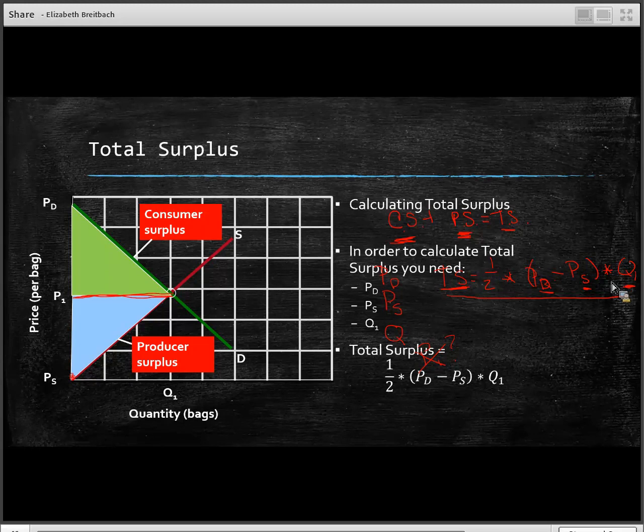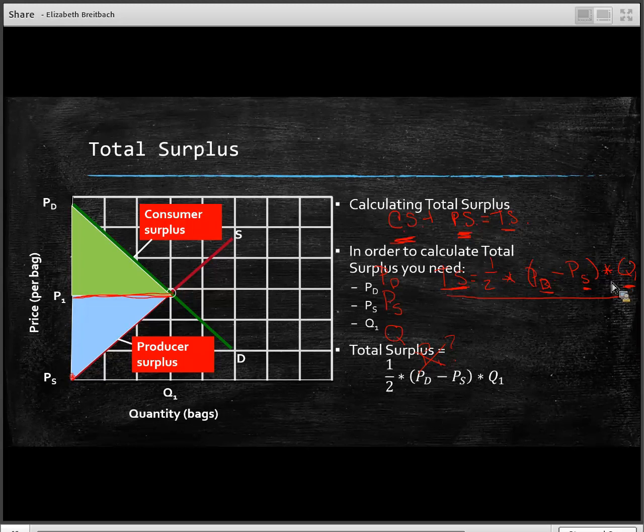Total surplus measures any benefits to society as a whole from this market interaction. Not only do we have consumers that are happy, producers are also happy. We're matching those consumers and producers together, and there are extra benefits to society.